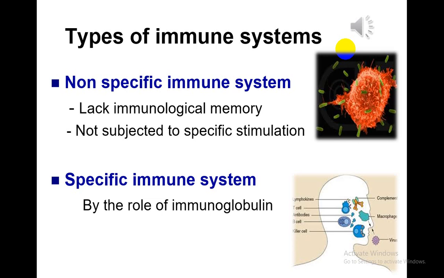The specific immune system acts by the action of immunoglobulin, while the non-specific immune system acts by the action of different enzymes and glycoproteins, as I'm going to discuss in the following slides. The non-specific immune system lacks any immunological memory and is not subject to any specific stimulation, in comparison to the specific immune system.